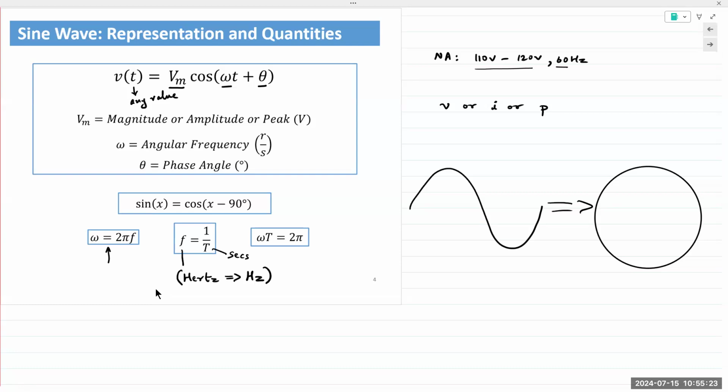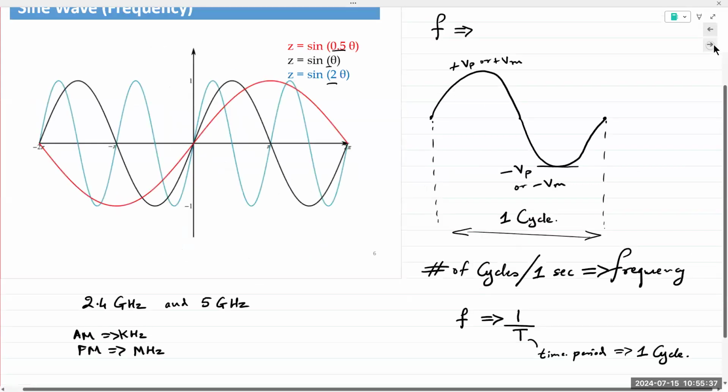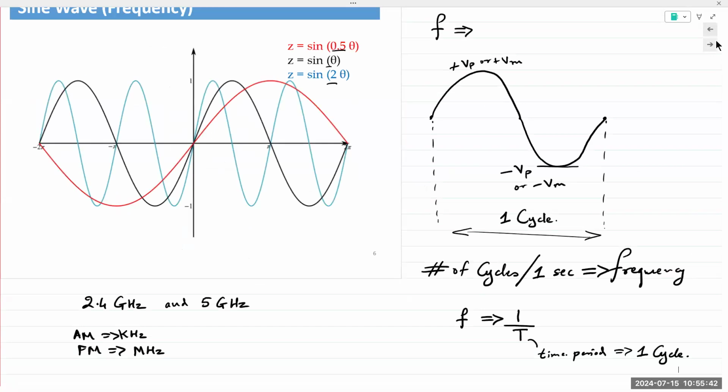Any questions so far? Are we clear on the magnitude or the amplitude? If students learned this, the question being asked is, is this the same as we learned in physics 2? The answer is yes. It would not change. So if students have already learned this in physics 2, consider this as a refresher. If you have not learned it, then yeah, it's the same stuff.